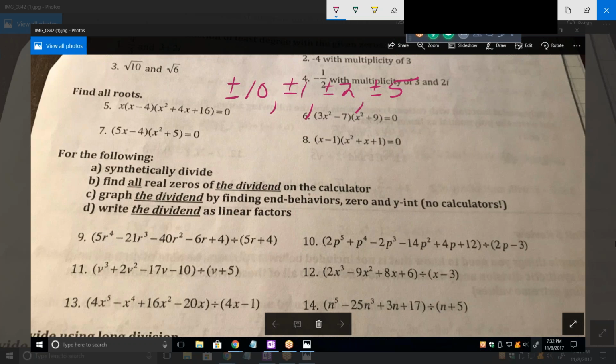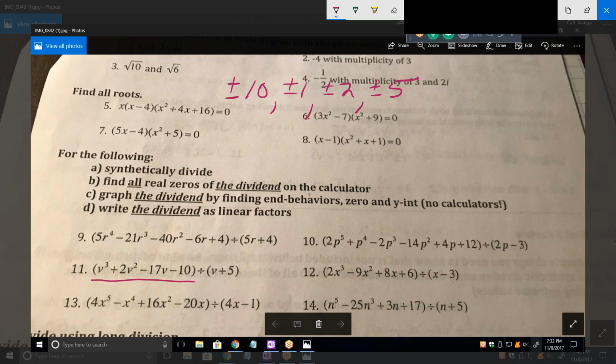Now normally each one of these would have a denominator as also possibilities, but the only thing in my denominator is plus or minus 1. So that makes these 8 possibilities for a zero.